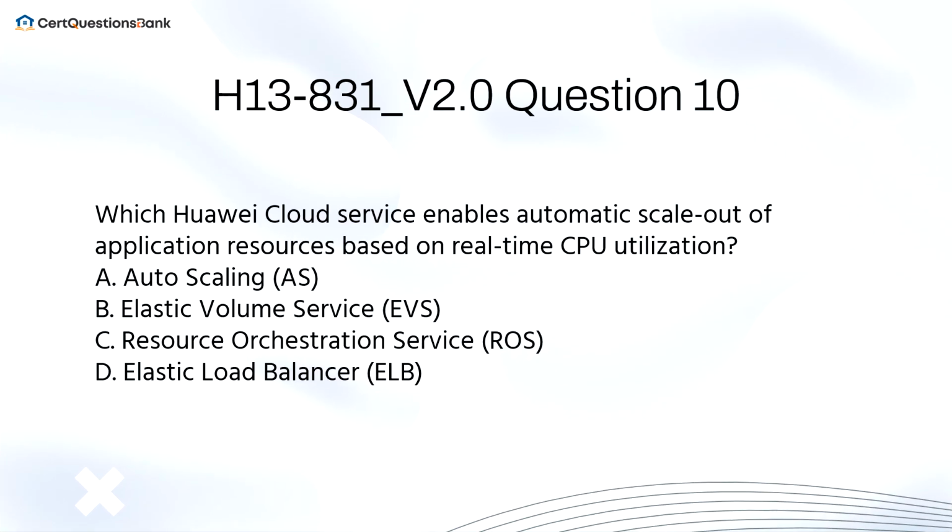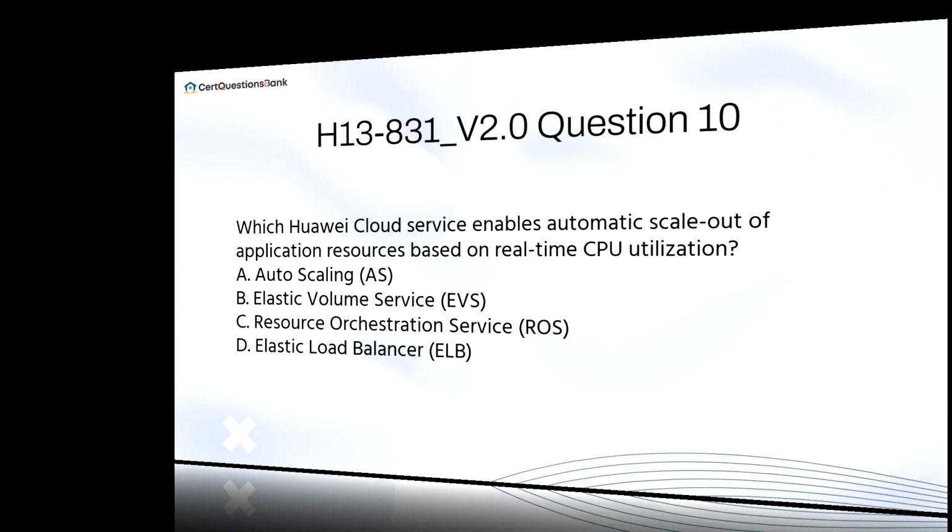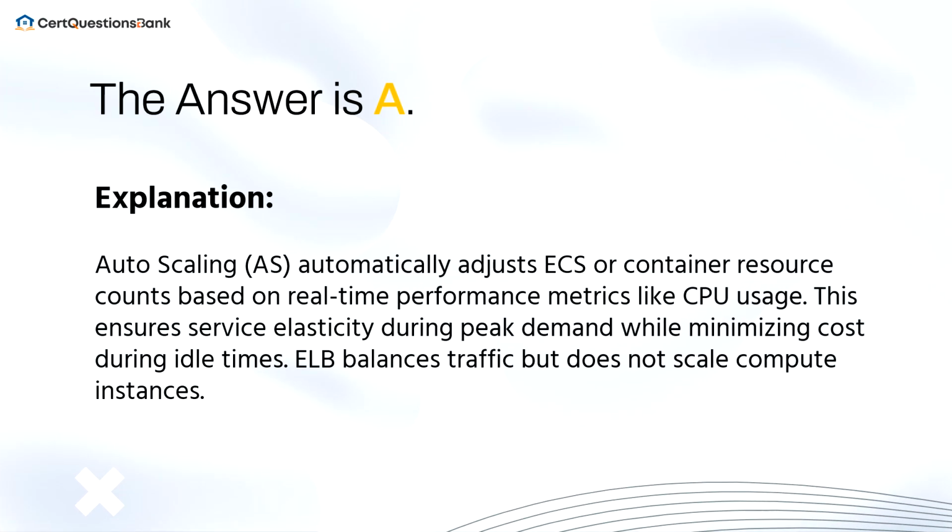Which Huawei Cloud service enables automatic scale-out of application resources based on real-time CPU utilization? A. Auto Scaling, AS. B. Elastic Volume Service, EVS. C. Resource Orchestration Service, ROS. D. Elastic Load Balancer, ELB. The answer is A.